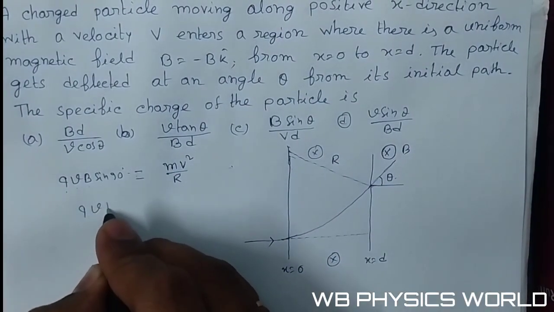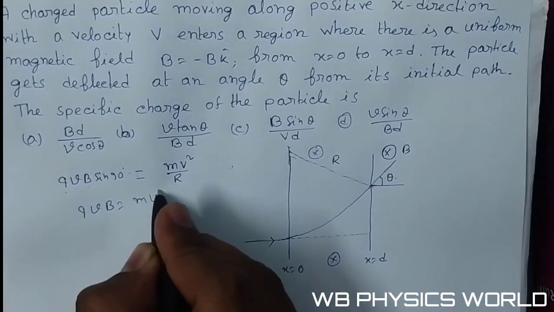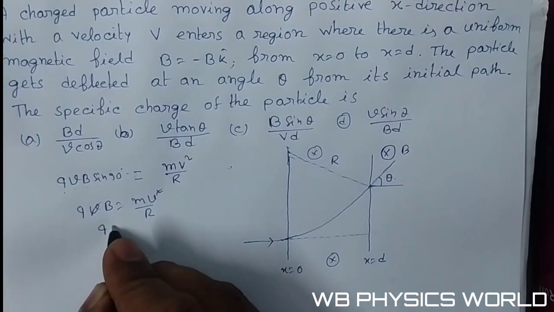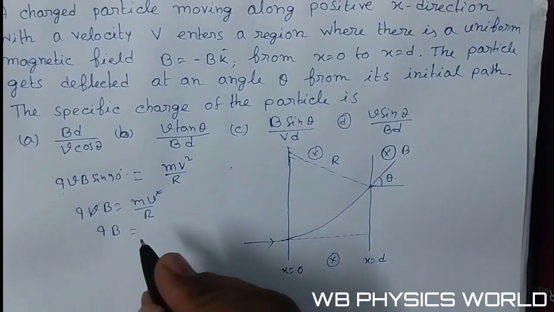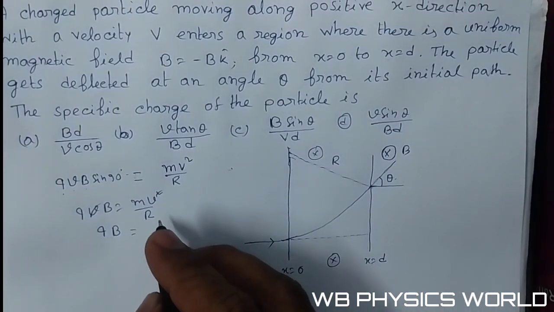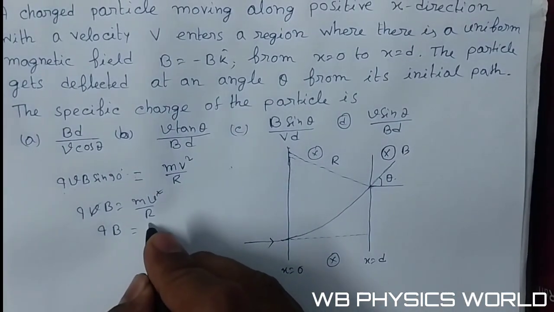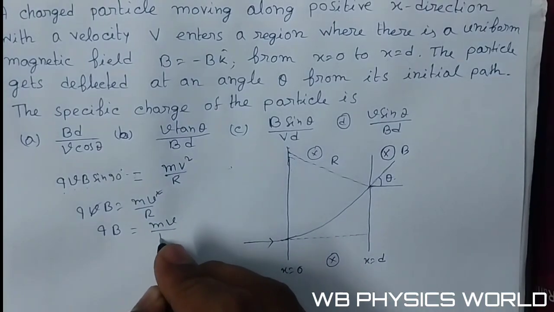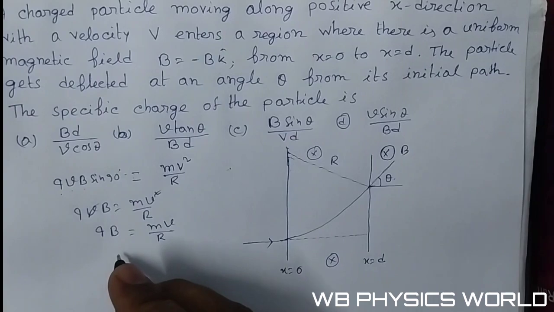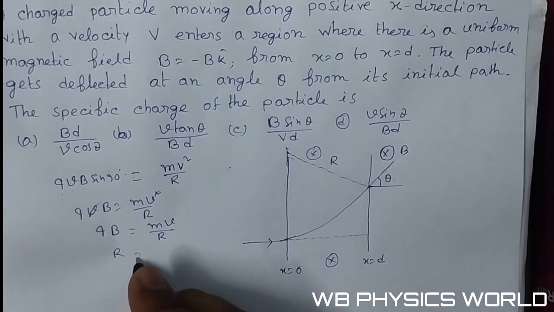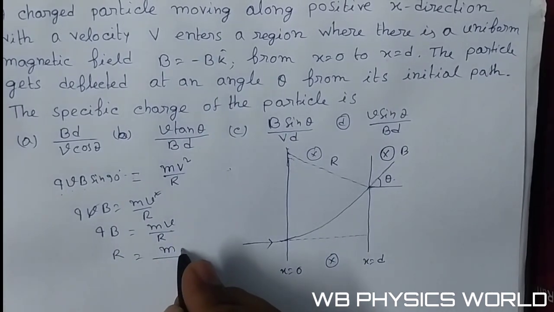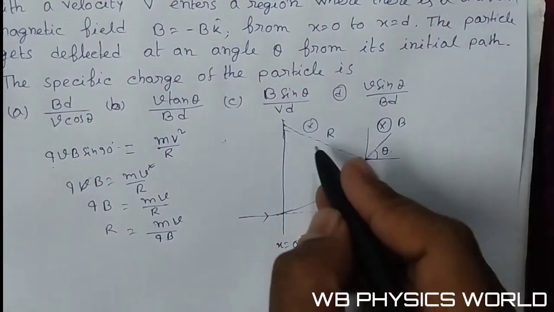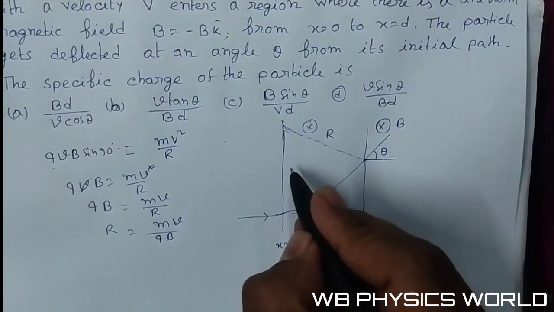So q v B equal to m v square by r. So v B q equal to m v by r. So r equal to m v by q B, where r is the radius of the circular path.